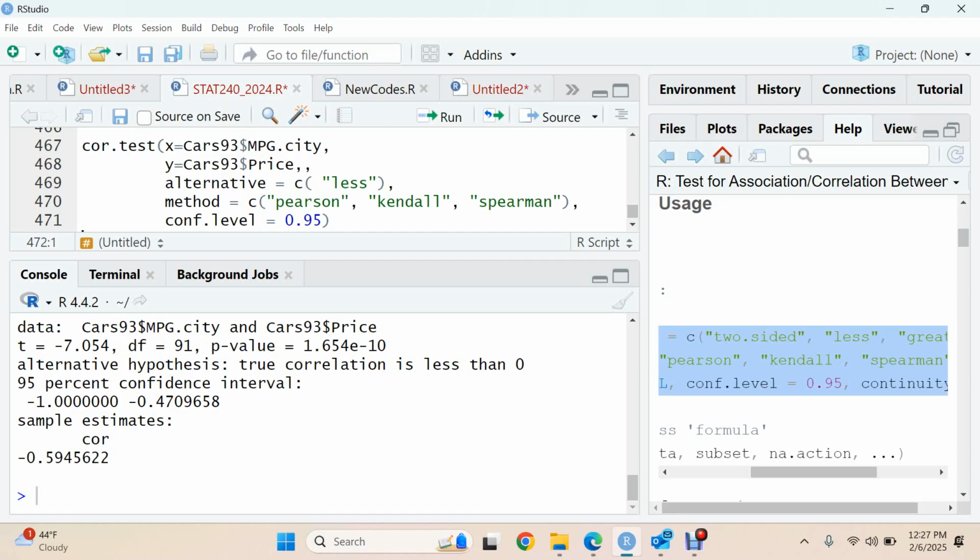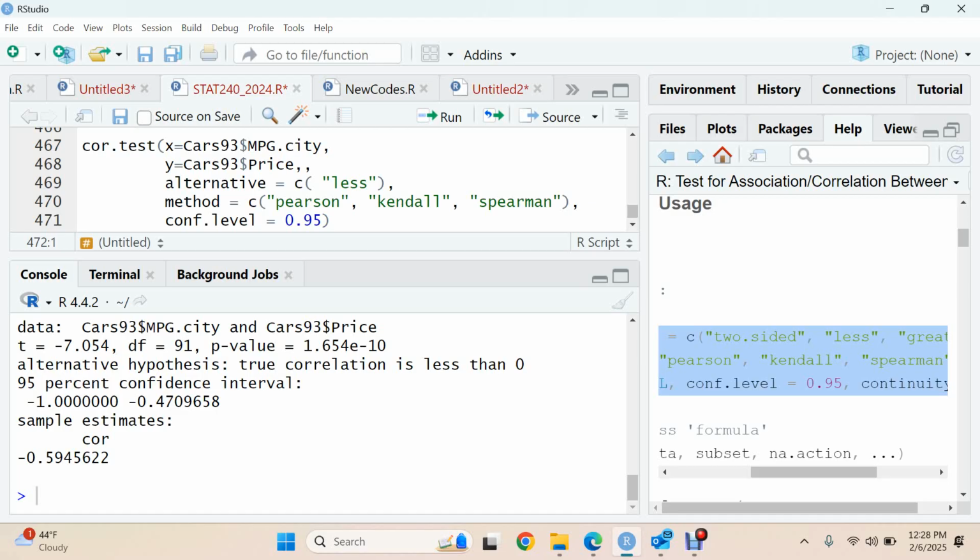So whatever you do, you must qualify it in relation to the problem you are dealing with. First of all, you say that because the p-value is small, in other words smaller than your alpha, we reject the null hypothesis. And that null hypothesis is what? That there is no correlation between them. And then we conclude that there is a significant negative correlation between the price of the car and the MPG indices. Is everybody okay with it?